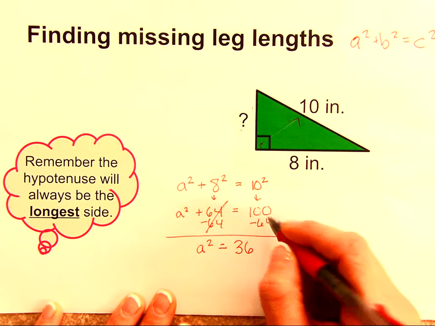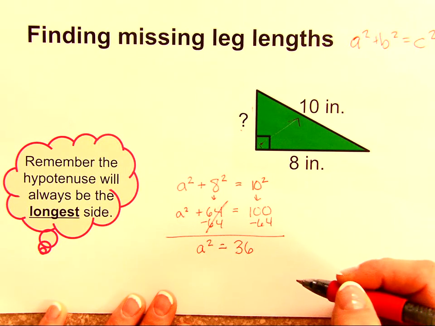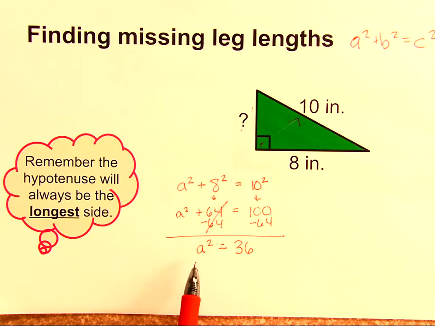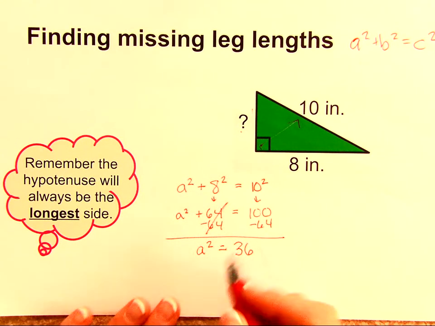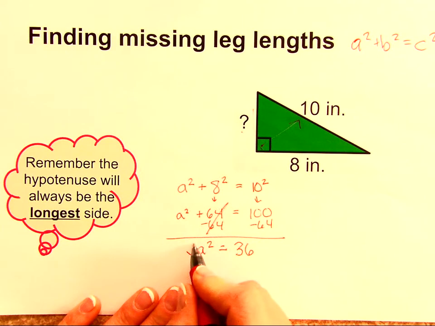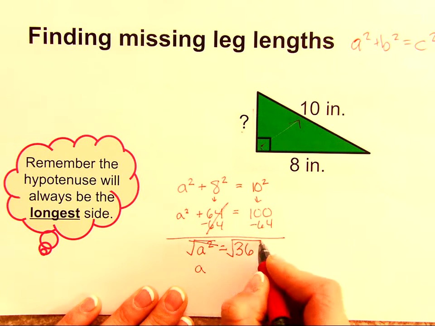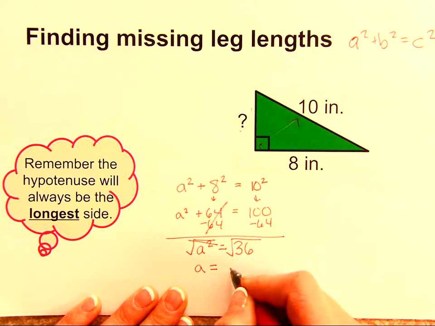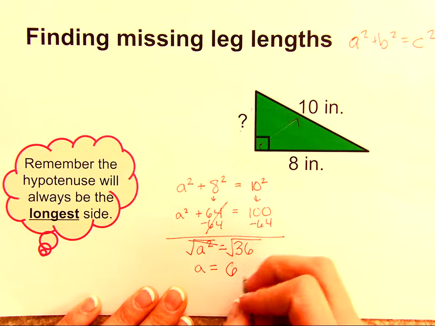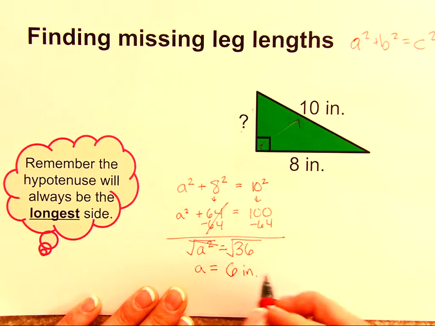Again, you can use your calculator to do that calculation if you need. Now, we haven't found a yet. Right now we know a squared is equal to 36. So to get rid of this squared, we want to use the inverse. The inverse of squaring a number is taking the square root, so those cancel out to leave you with a. So that means we have to take the square root of the other side, which is then going to be 6. So this side length is 6 inches. Always remember your units.